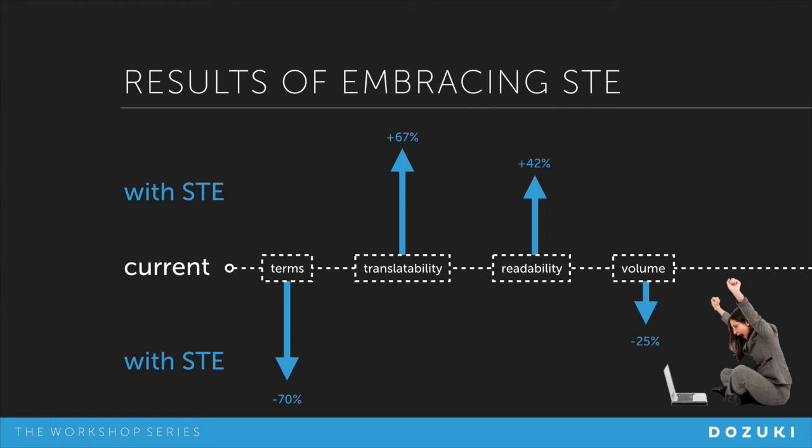So it seems like across the board there are all these great benefits: reducing volume, reducing the terms used, the variability of the terms, increased translatability. So regardless of where your pain point might be, odds are you're going to get some benefit from embracing STE.